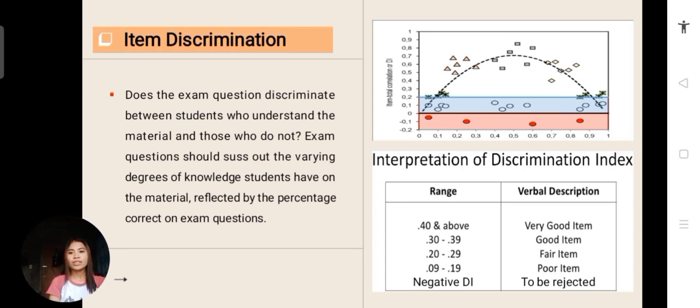0.40 and higher is a very good discrimination, and 0.30 to 0.39 is a reasonably good discrimination but possibly subject to improvement. 0.20 to 0.29 is a marginal or unacceptable discrimination which is subject to improvement, and 0.00 to 0.19 is poor discrimination. This is to be rejected or improved by revision. A negative discrimination index is to be rejected.